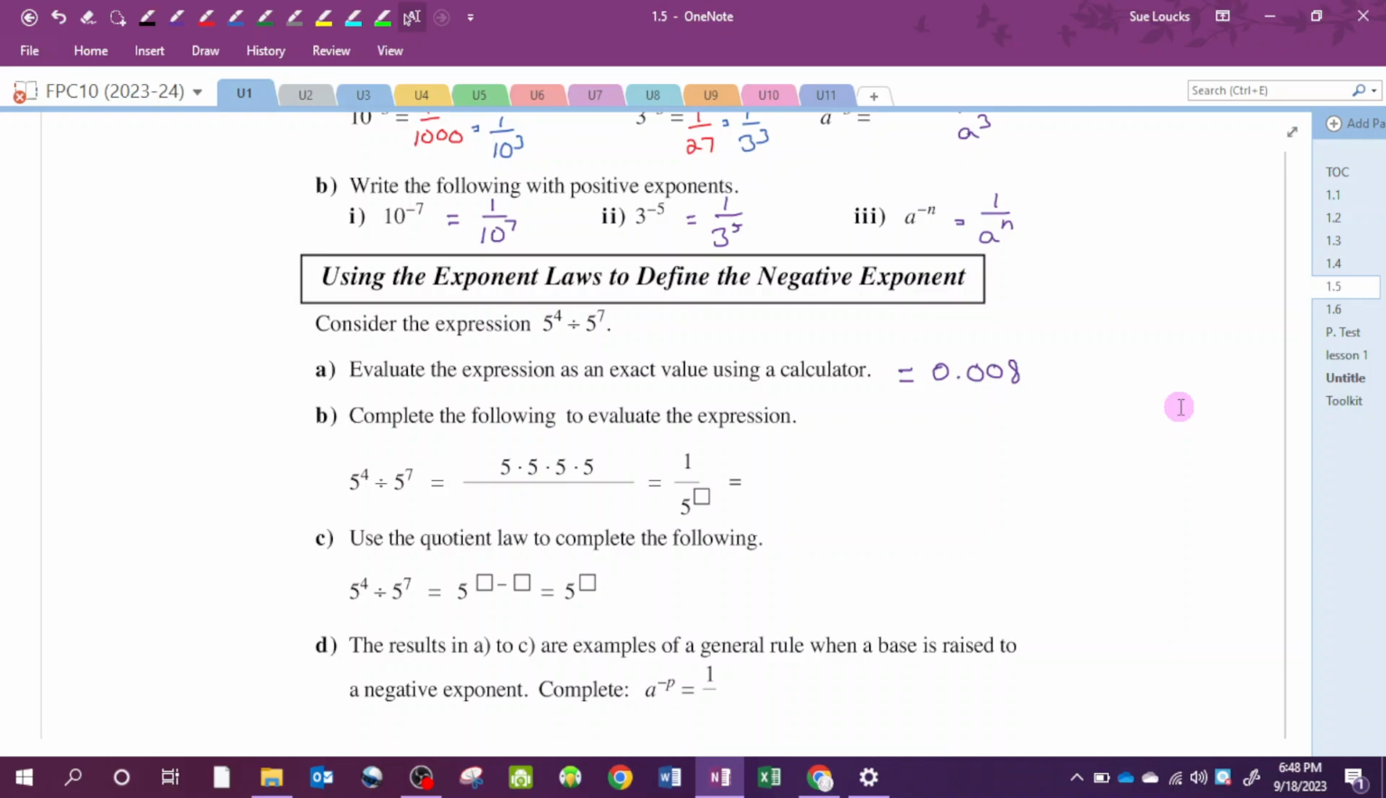We're going to be using exponents for the rest of the year and the rest of your math career. And you will be able to do this on the calculator if you need an exact value for them. Okay, so let's evaluate this using expanded notation.